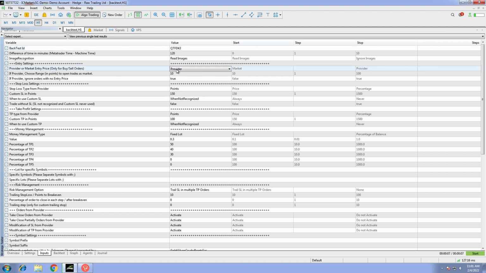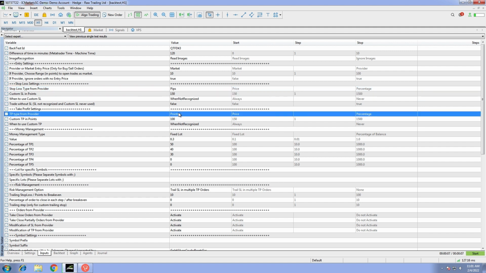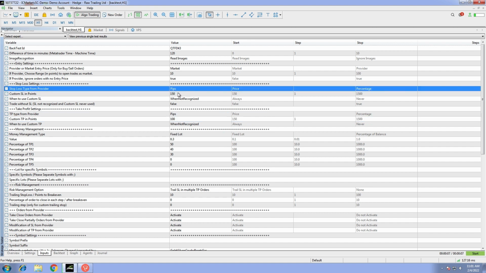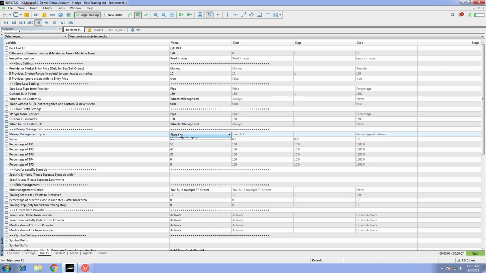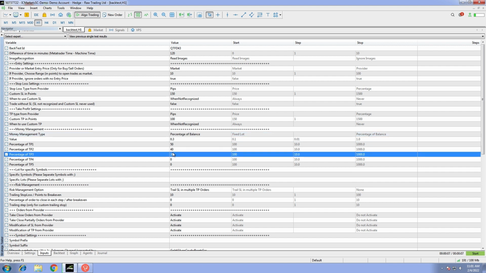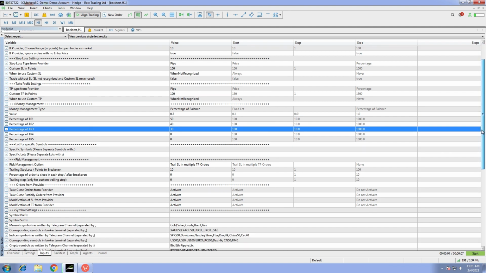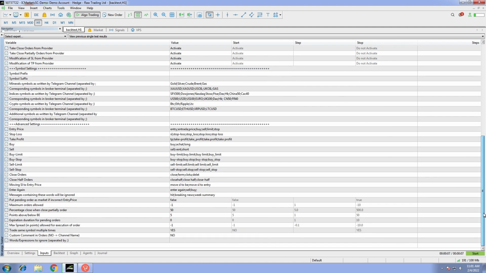As for the strategy, we will set entry price to market with 10 points. Set stop loss to pips with a value of 150 pips and set take profit to 100 pips. When it comes to money management, we set the type to percentage of balance with 0.3 value. Take profit 1 to 50, take profit 2 to 40, and take profit 3 to 30. That would be all for the strategy of the backtest of this channel.